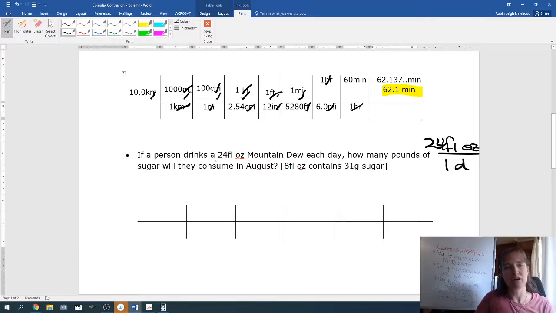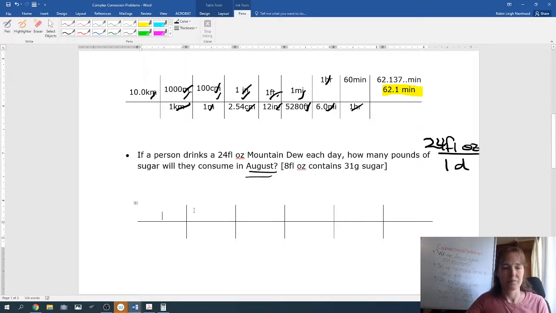We want to know how many pounds they'll consume in August. So August, the whole month of August, is really what the question is about. And so we want to think, okay, if they are consuming Mountain Dews every day, how many days are in August? And so we could just put August as our start here, or we could put how many days are in August. And so I'm just going to put 31 days, because that's how many days are in August. But again, you could start with August, and then if you have 1 August, you would have 31 days. And so then August would cancel.